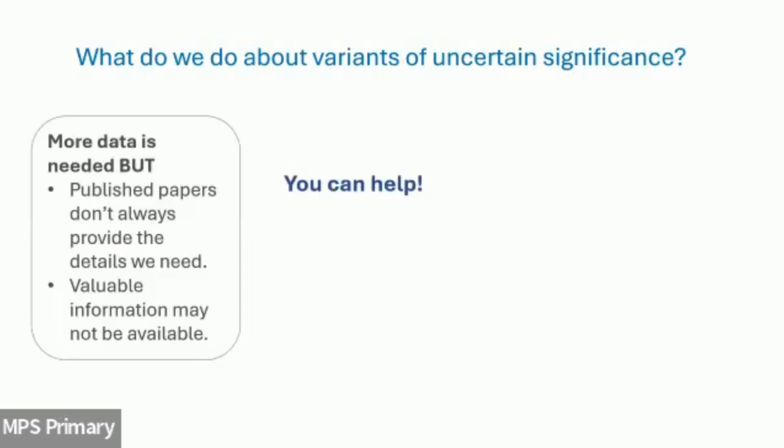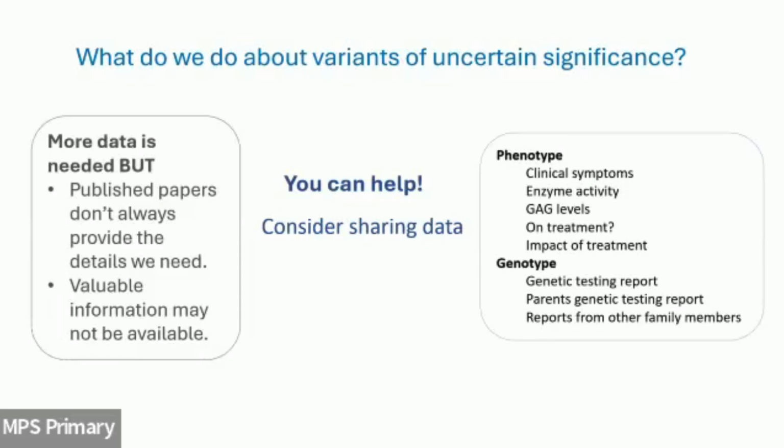So you can help with this by considering sharing your data. As Caitlin has already mentioned, Genome Connect is a wonderful way that would allow you to share data with ClinGen in order for us to really be able to have as accurate variant classifications as possible. And again, these are some of the types of information that we are interested in. So please feel free to come and talk with Caitlin and myself. We're happy to answer any questions.